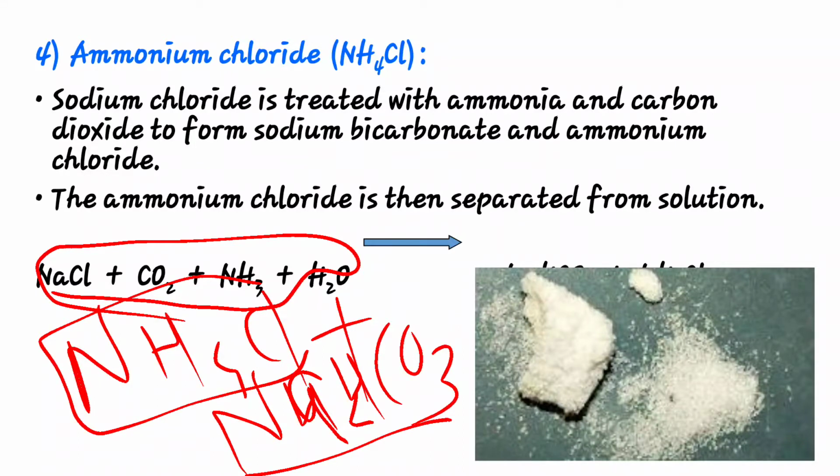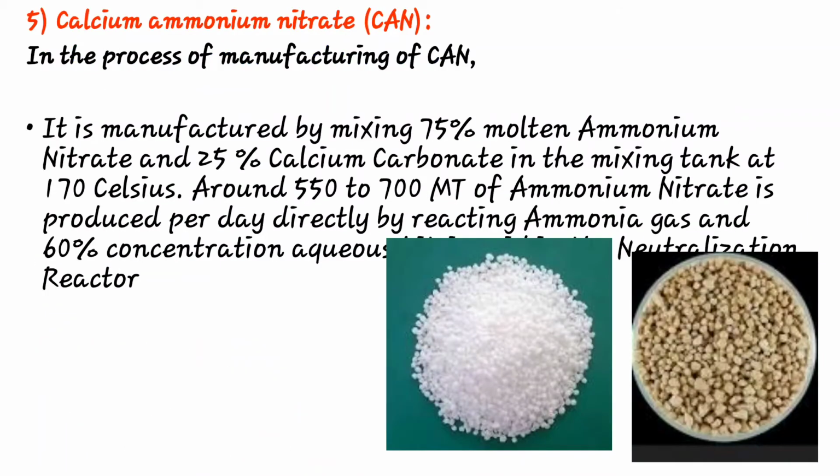Also, on application, ammonium chloride causes the soil to lose calcium from its top portion. So these are ammonium chloride and its manufacturing process. It is very easy. Then see calcium ammonium nitrate, also known as CAN.